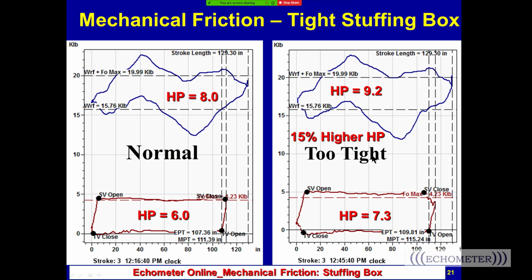And so the wave equation doesn't know that a force was applied at the polish rod at the stuffing box. And so that extra 1.2 horsepower stays in the wave equation calculations and ends up at the pump. And so that doesn't make much sense. The horsepower belongs at the surface, not at the pump. And so this extra height on the upstroke and extra height, minimum lower loads on the downstroke indicate extra mechanical friction, but it doesn't indicate it is at the pump.